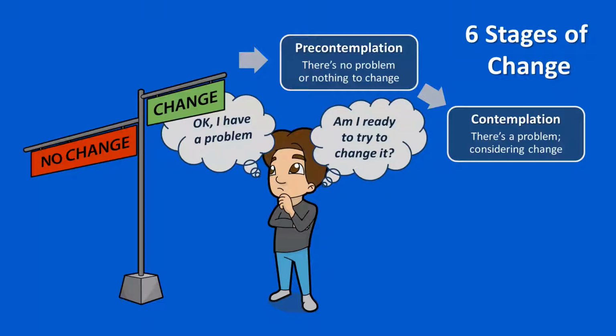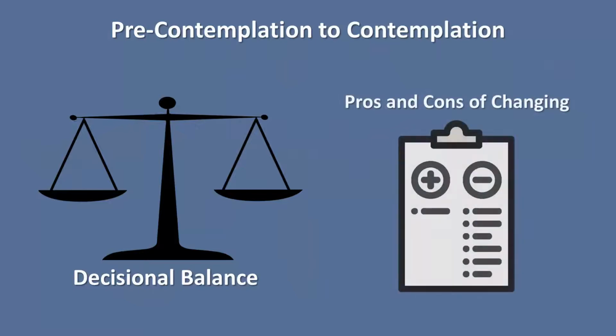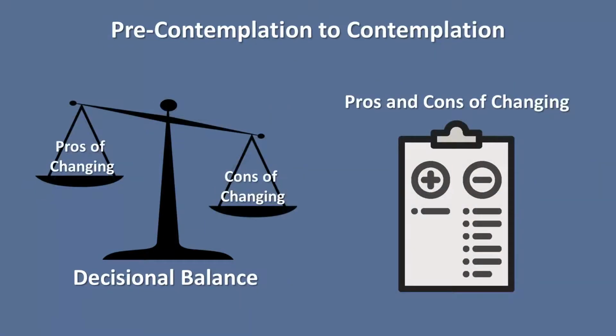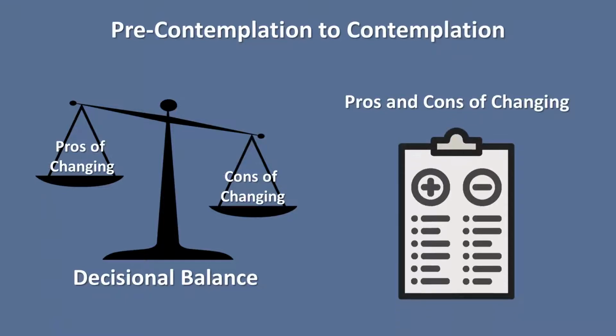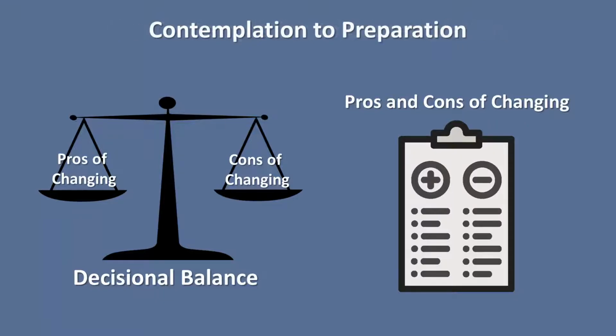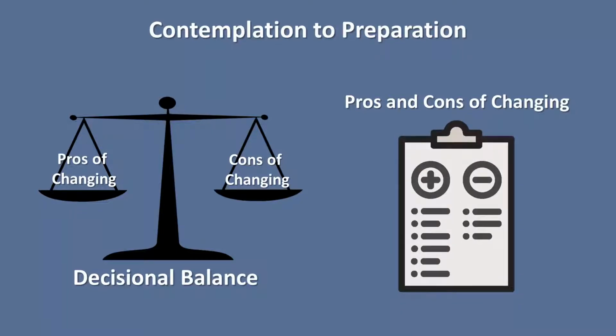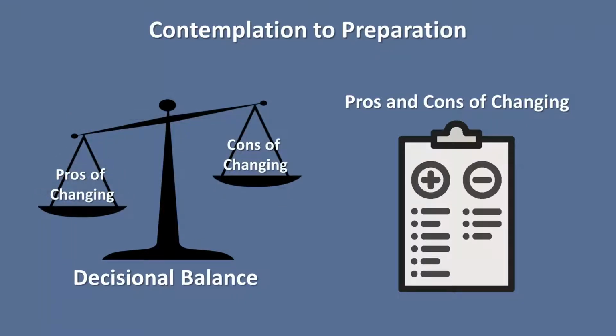So in the pre-contemplation and contemplation stages, the main tool to help us move forward is called decisional balance, which is a type of pros and cons list. And to move from pre-contemplation to contemplation, we need to start recognizing more pros of changing. And then to move on from the contemplation stage, we need to find ways to start discounting the cons, giving them a little less weight, or accepting them as a reasonable cost of the changes we're trying to make until we end up tipping the balance in favor of change.